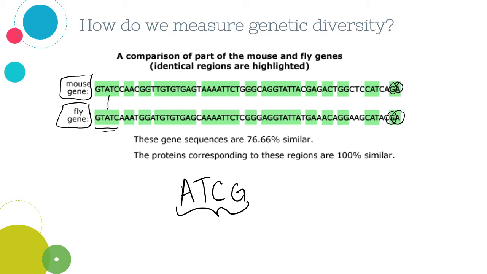So here we can see that the areas highlighted in green are the same. So looking at a gene from a mouse and a gene from a fly that are very distantly related, they still have the same nucleotides in the same order. So that tells us that these 2 organisms likely descended, potentially, from the same common ancestor. So there was a gene back in the day, back in some organism, that had this same sequence.